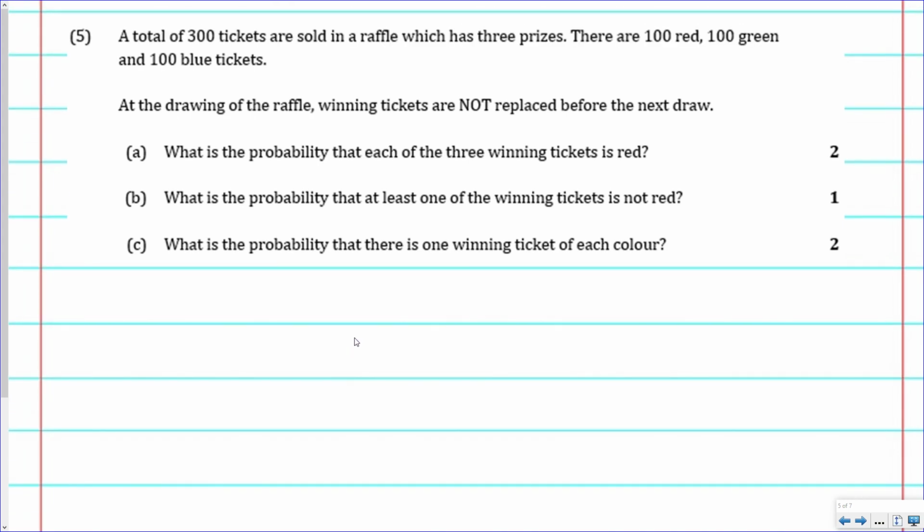let's start this off. So we have a total of 300 tickets sold in a raffle, which has 3 prizes. There's 100 red, 100 green, 100 blue. At the drawing of a raffle, winning tickets are not replaced. So basically, instead of saying it, it's without replacement. Once you take out the first red, there's now 99 red left over out of 299. We're going to be using that in a second. So what is the probability that each of the 3 winning tickets is red?